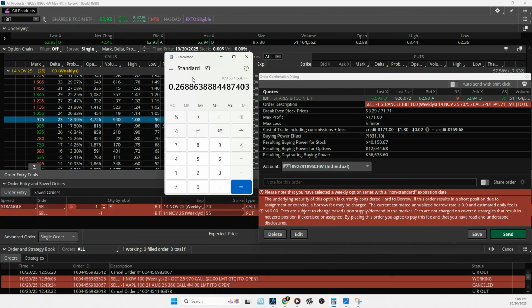Yeah, look at that. That's why these short strangles are something that I enjoy, because look at this. Almost a 27% return on buying power in less than a month. And if you annualize that, that comes out to being a pretty big return. Return on buying power, it's actually not return on investment. But yeah, maybe I should take a picture of this one. That's even better.